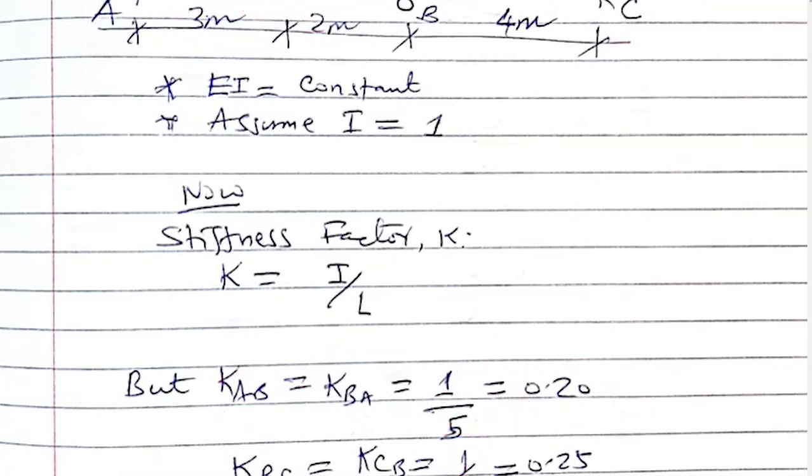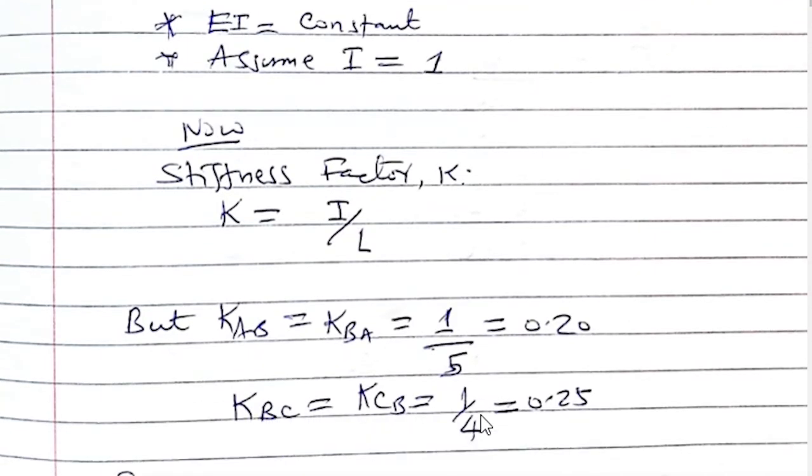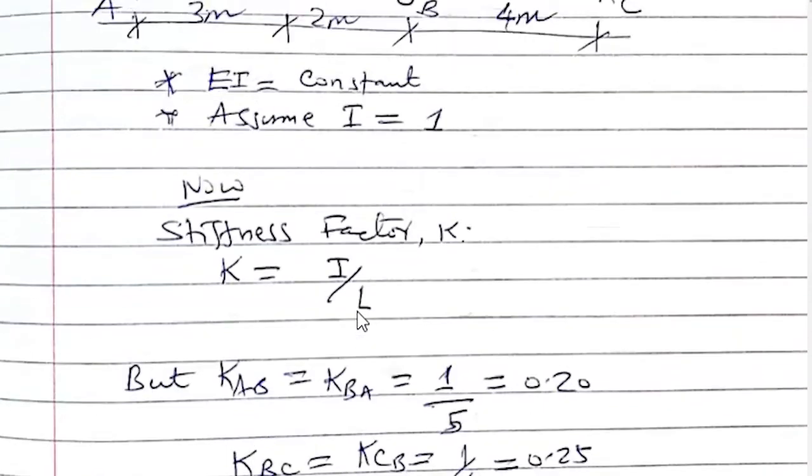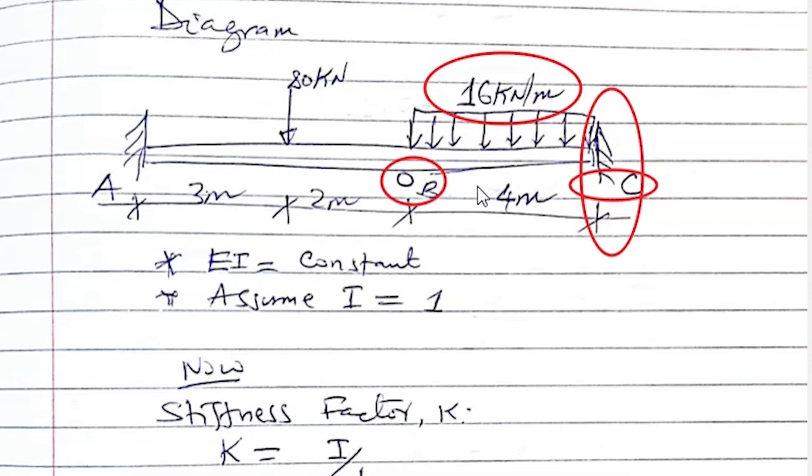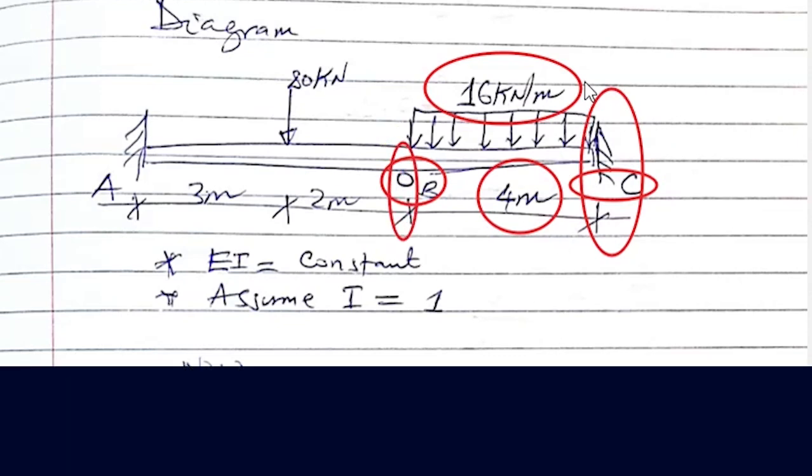Now the same way, once you want to calculate the other stiffness from support B to support C, which is a fixed support, as you see, which has a uniformly distributed load there. Now the length is about 4 meter from support B to C. Also, as you see, support B has a pin support, and support C is a fixed support.